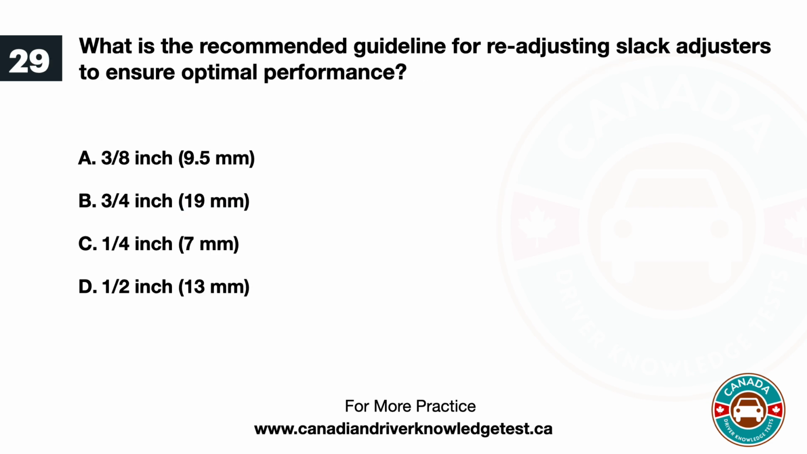Question 29. What is the recommended guideline for readjusting slack adjusters to ensure optimal performance? A. 3/8 inch, 9.5 millimeters. B. 3/4 inch, 19 millimeters. C. 1/4 inch, 7 millimeters. D. 1/2 inch, 13 millimeters. The answer is B. 3/4 inch, 19 millimeters.